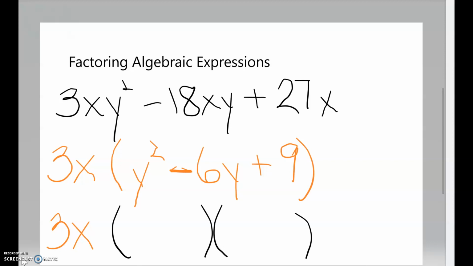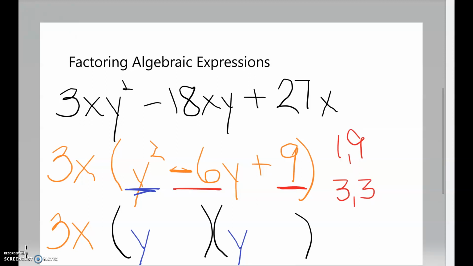I'm thinking about two terms that multiply to get y squared, in this case y times y. And then I need two factors that multiply to get 9. So 1 and 9 work, 3 and 3 also work, but I need them to add up to negative 6. Now here, I know that when they multiply, they have to be positive 9, but add together to get negative 6. That must mean both of my factors have to be negative.